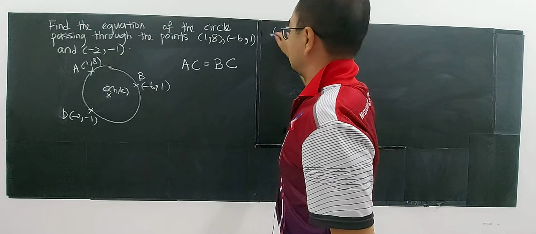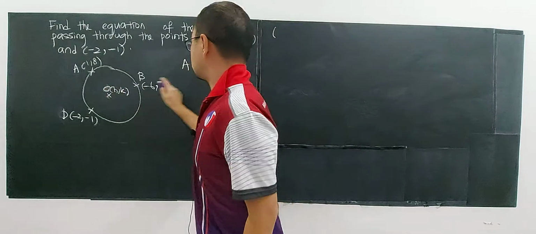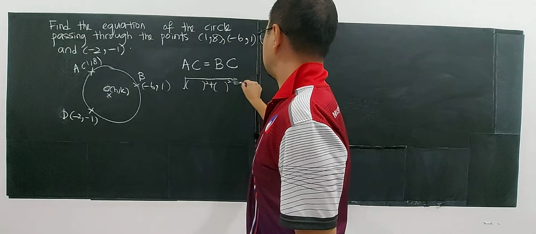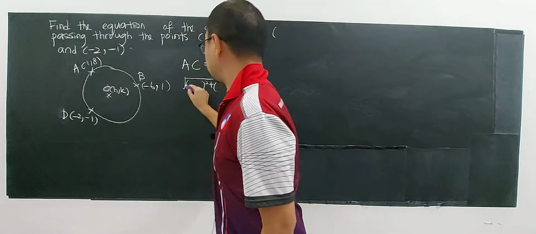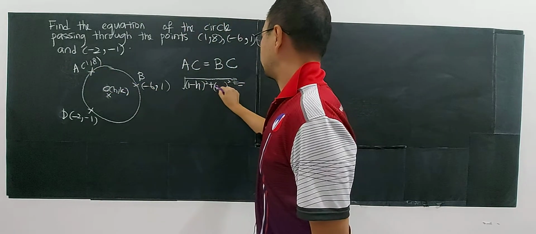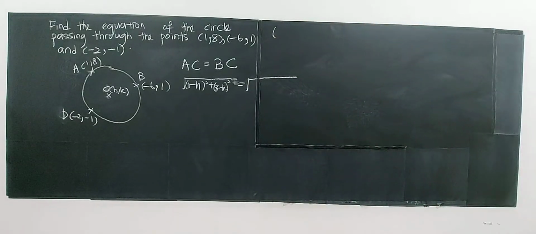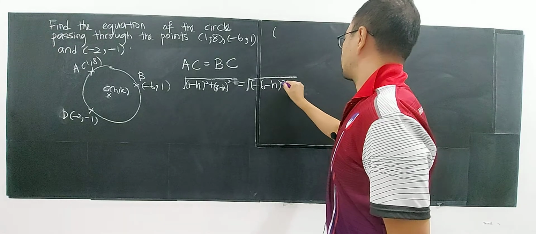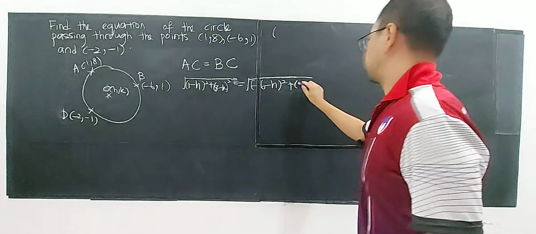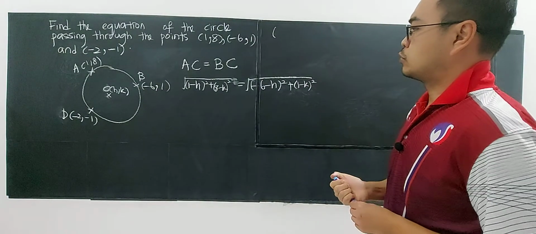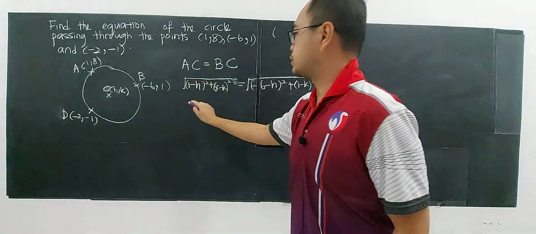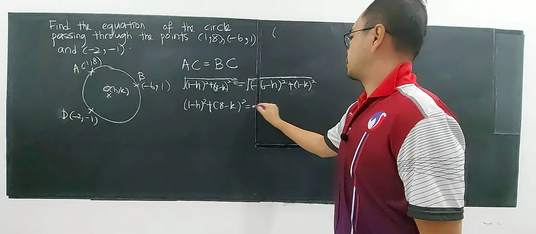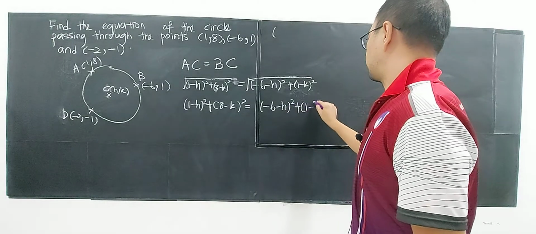As we take the distance between A and C, it is the square root of the x difference squared plus the y difference squared, the way we find the distance between two points: 1 minus h squared plus 8 minus k squared. This is the same as the square root of the distance between B and C, which is negative 6 minus h squared plus 1 minus k squared. So we try to relate h and k by eliminating the square root. I square both sides. I have (1 minus h) squared plus (8 minus k) squared, which is the same as (negative 6 minus h) squared plus (1 minus k) squared.